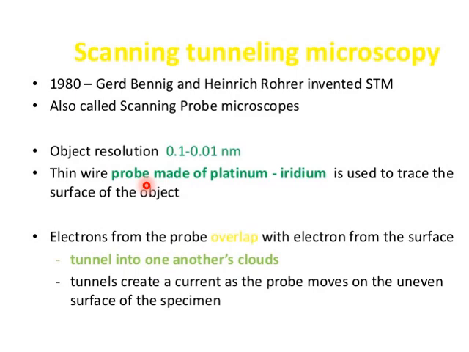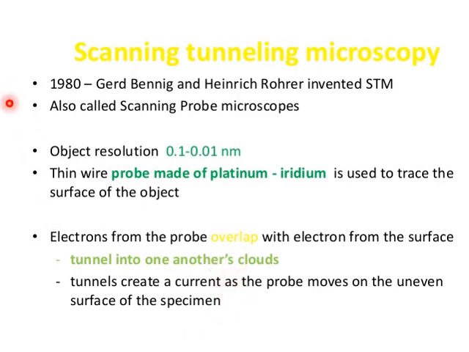A thin wire probe is used in this type of microscope, and this wire probe is made up of platinum iridium alloy. It is used to trace the surface of the object. This wire moves on the surface of the object, the surface is traced, and the image is formed. The electrons from this platinum iridium probe overlap with the electrons from the surface, tunneling into one another's cloud.